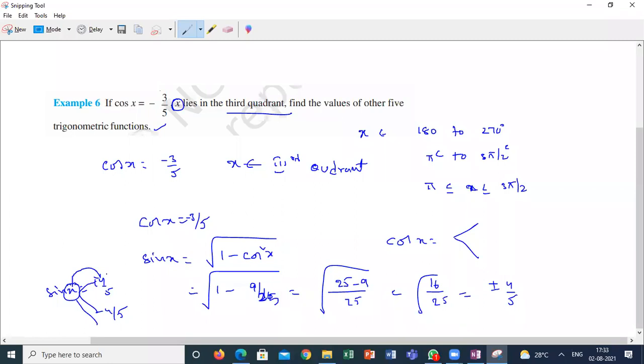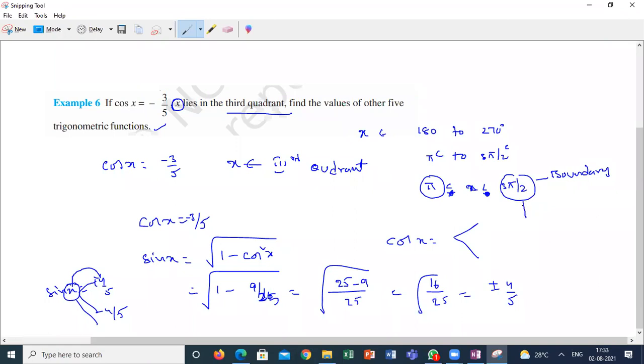These angles are like boundary values, where the function is changing its phase from increasing to decreasing or decreasing to increasing. We can't say they belong to a particular quadrant. I can't take equality here. Pi and 3 pi by 2 are like boundary values.